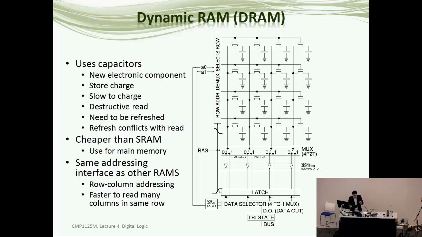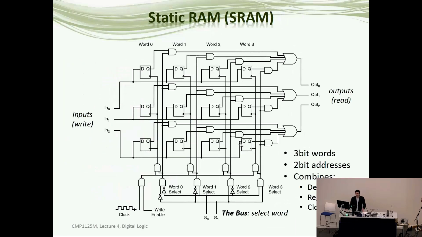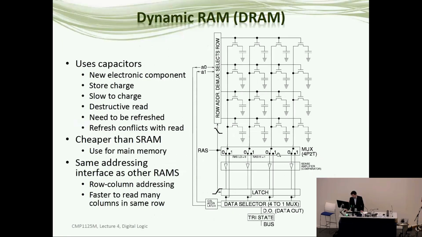Now, capacitors are inherently analog devices. They take time to charge and to discharge. This makes them slower than flip-flops. But they're much cheaper to implement. You can see there's just less stuff in this figure. We can see the individual transistors and capacitors, whereas in the SRAM, you're still working with logic gates, and each of those logic gates has to break down into transistors.